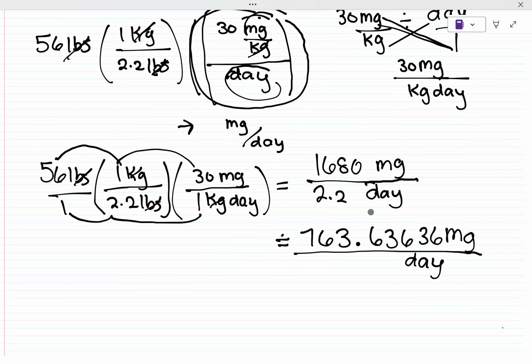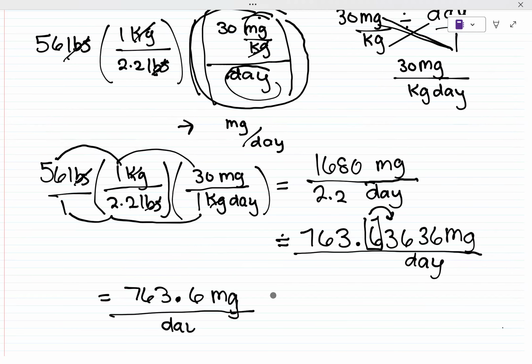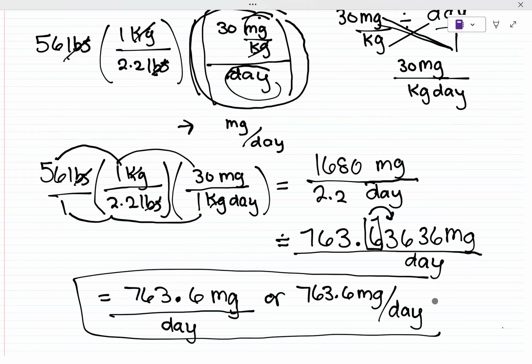So 6 is the tenths. Look at the neighbor. It's not 5 or beyond, so it's going to be 763.6 mg per day. Okay, you can also write it as a horizontal, I mean slanted, fraction. You could say 763.6 mg per day. Okay, so this is an example using a complex fraction. I don't know if that confused you more, but yeah.